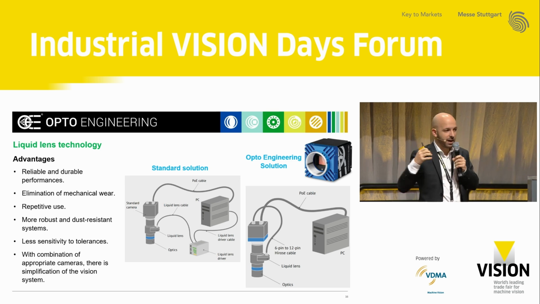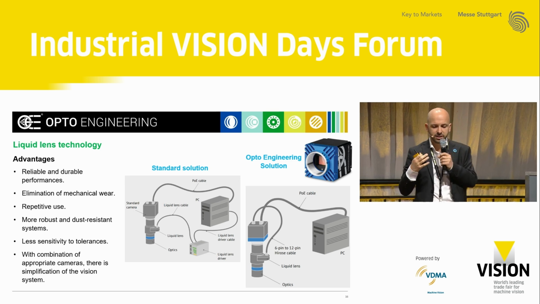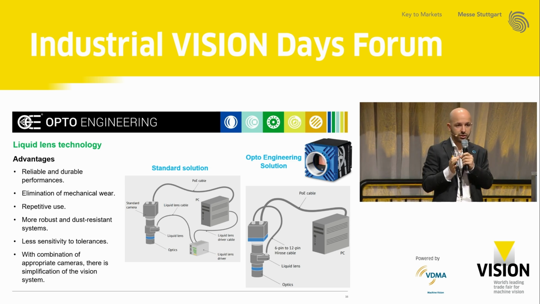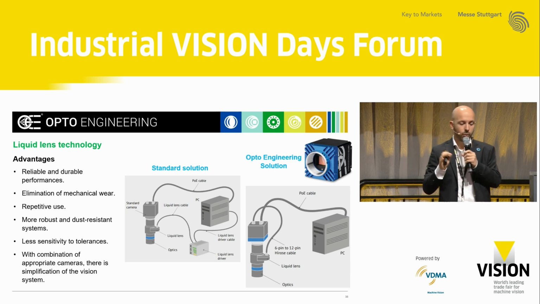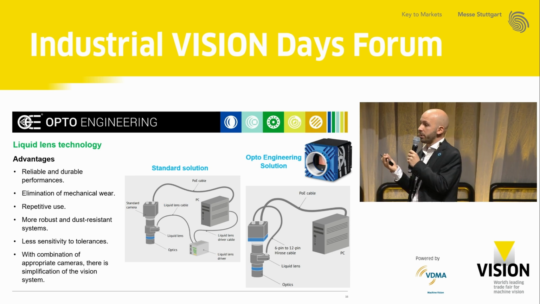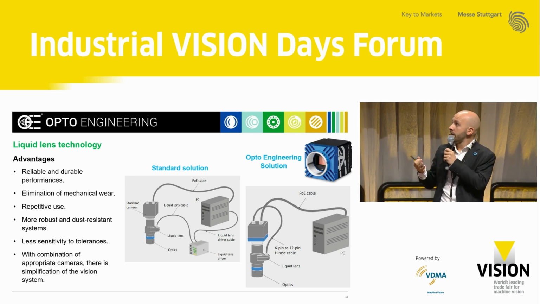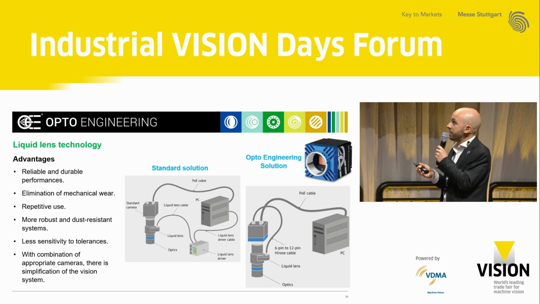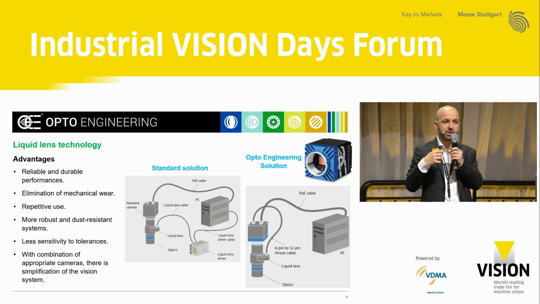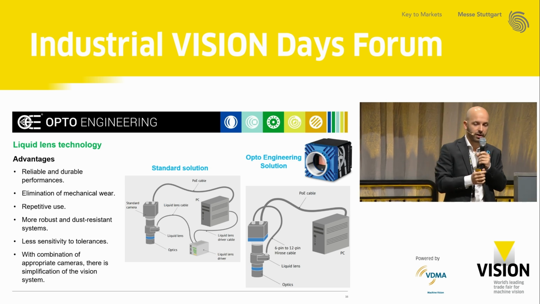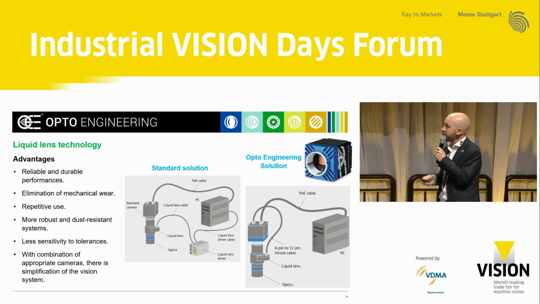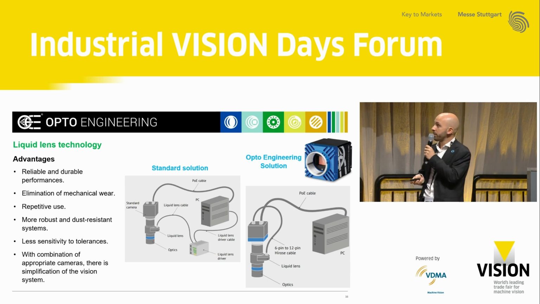The advantages given by the liquid lens are reliable and durable performance, with elimination of mechanical wear, and it also permits repetitive use. They are a more robust and dust-resistant system than other lenses that require particular focus mechanisms. And also, this type of lens is less sensitive to tolerance.